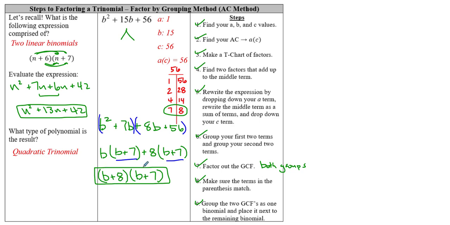And if we were to evaluate this out, we would get b times b, which would be b squared. B times 7 would be 7b. 8 times b would be 8b. And 8 times 7 would be 56. And if we combine these like terms, we would get b squared plus 15b plus 56. So we are back where we started. Nothing has changed, but we have actually factored that into our two factors. So this is what we are trying to do in this unit. All right, or this section of this unit.